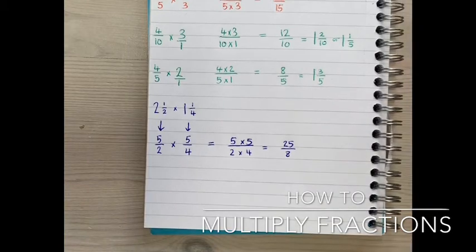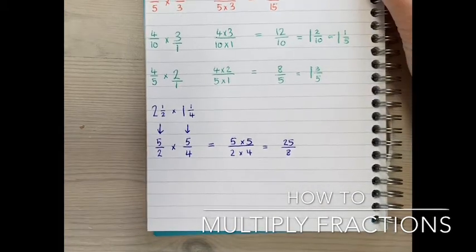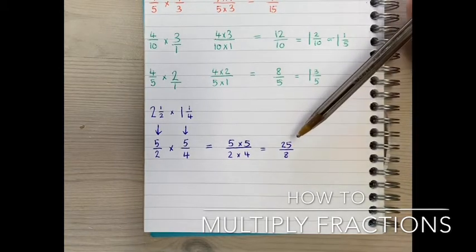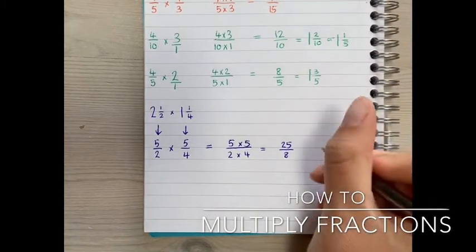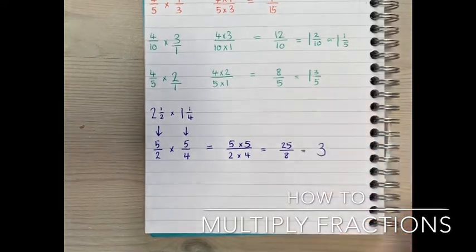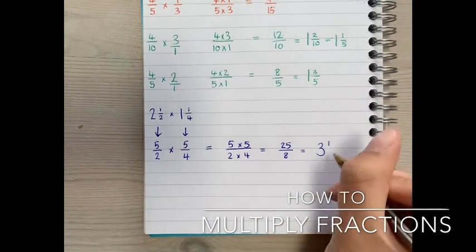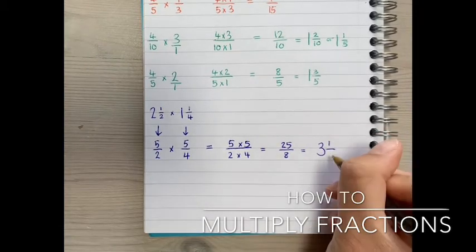Again, that is an improper fraction, so we need to make sure it is turned into a mixed number. So work out how many 8s go into 25. It goes in 3 times, because 8 times 3 is 24, which means we have 1 remaining, and then the denominator always stays the same.